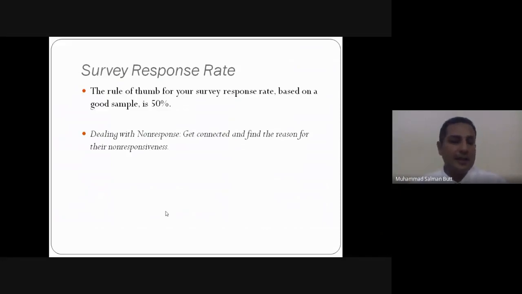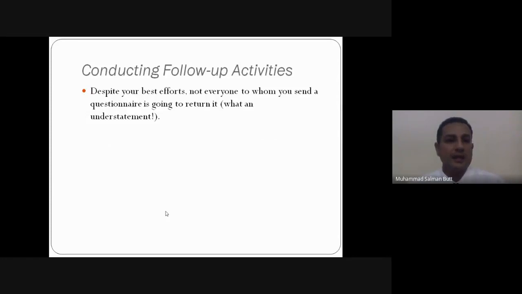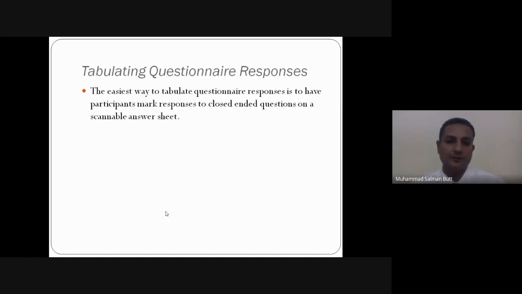And then, dealing with the non-responses, you can get in touch and find the reason for their non-responsiveness. This is very important, so that you can ask the participant why they didn't respond, or what possible challenges they faced, and you can address those issues. And then conducting follow-up activities: despite your best effort, not everyone to whom you send a questionnaire is going to return it. So you have to call them again and again and address them, so that they fill in the questionnaire and get it done for you.